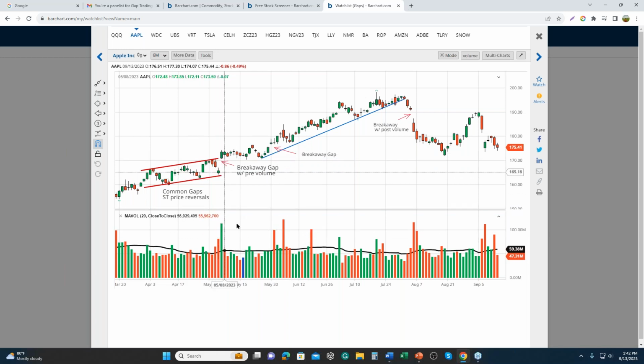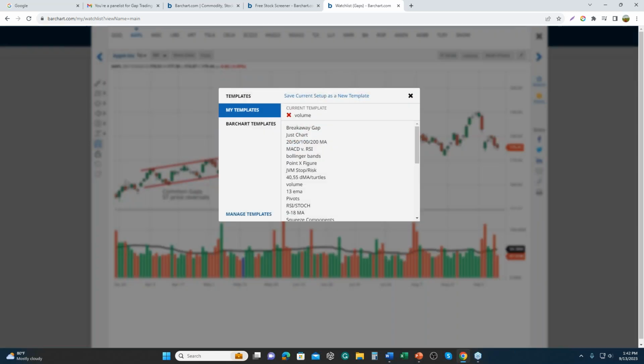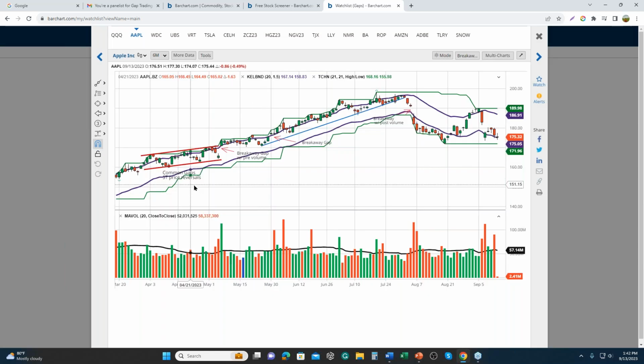Again, here's our breakaway gap on volume, right? And let's move this to our breakaway template. And right here's our breakaway gap. Our price action is outside of our ATR band, and we were making a new turtle channel high. Again, if we look at this little breakaway gap here, we're outside of our Keltner band and we're above the previous turtle high, right?